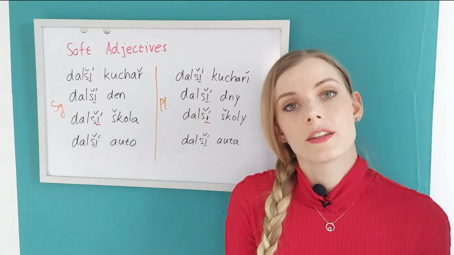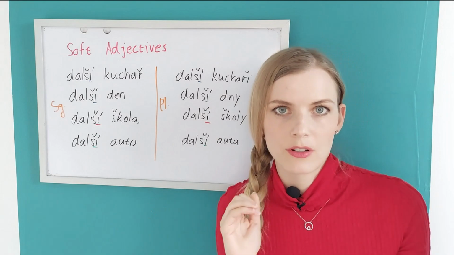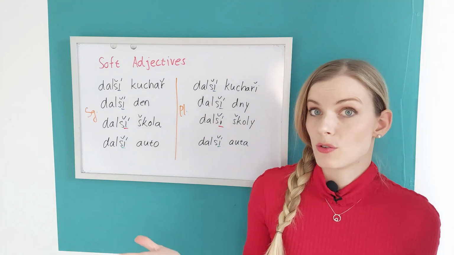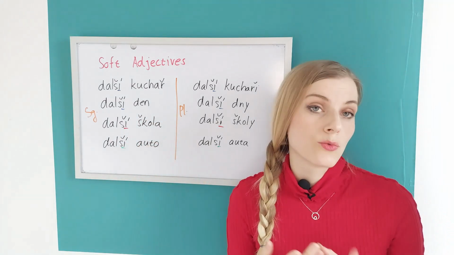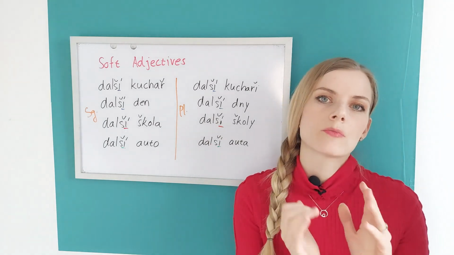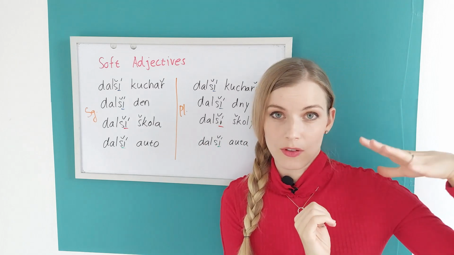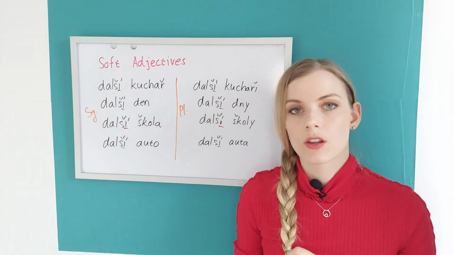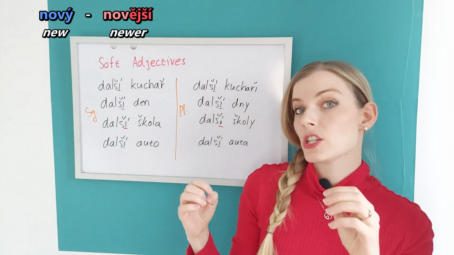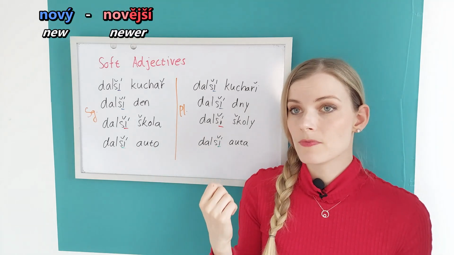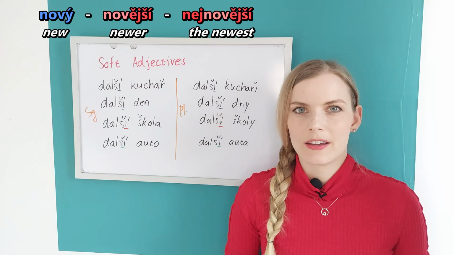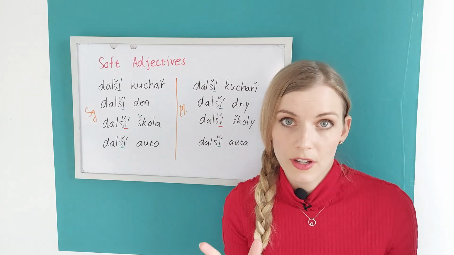So this is why it is good to know what type of adjective you are dealing with. When it's a hard adjective, it has different forms for each gender. When it's a soft adjective, it doesn't change. And one important thing to bear in mind, any hard adjective can become soft when we use their comparative and superlative form. What does that mean? For example, nový means new. If I want to say newer, I would say novější. See the ending? And the newest is nejnovější, also finishes with an I. And that's the general rule for all the hard adjectives.